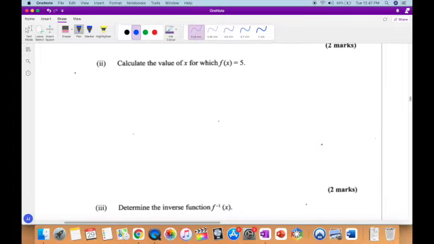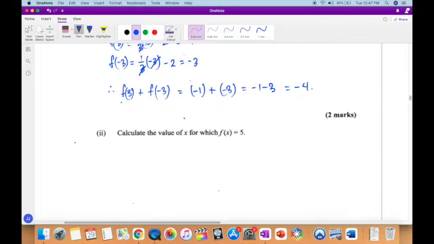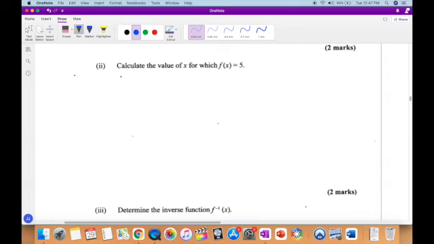Calculate the value of x for which f of x is 5. So if f of x is equal to 5, that means that I'll have 5 on this side of the equation, because that's what f of x is, right? So a third x minus 2 is equal to 5. So f of x equals 5 would imply that a third x minus 2 is equal to 5.